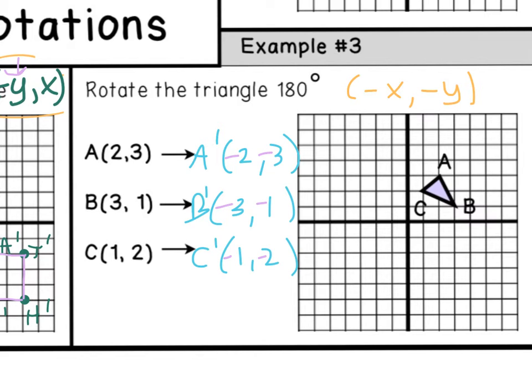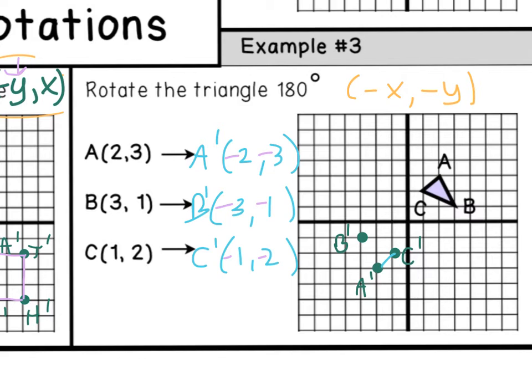So let's go ahead and plot these. So A prime is negative 2. That's back 2, down 3. And then mark that A prime. And then B prime is back 3, down 1. And we'll mark that B prime. And C prime is back 1, down 2.